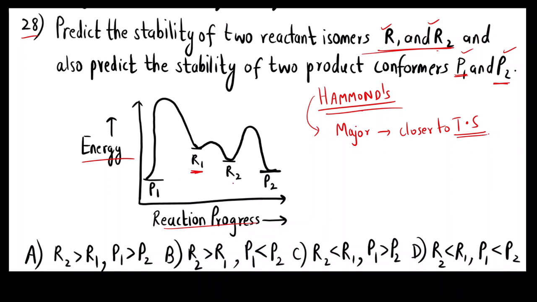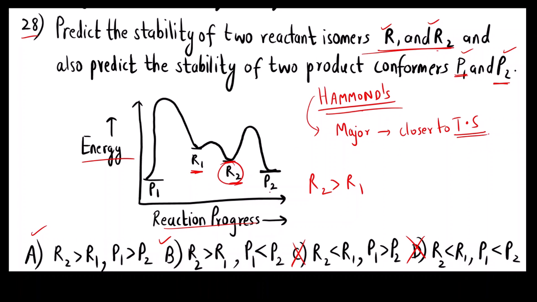So if we compare between R1 and R2, which is going to be more stable? R2 is lower in energy. So R2 is more stable than R1. So B can be the correct answer, or A can be the correct answer. C and D are incorrect.